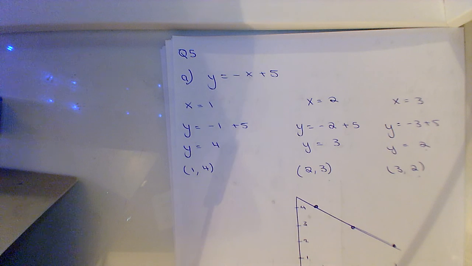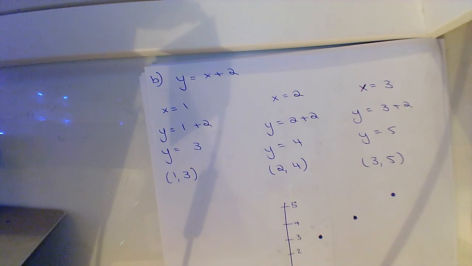Next up then, I have part B, so I have y is equal to x plus 2, so I need to find 3 points. So I have x is equal to 1, x is equal to 2, x is equal to 3. So I'll have y is equal to 1 plus 2, y is equal to 3, so that point is 1, 3. Then I have x is equal to 2, so I have y is equal to 2 plus 2, so I have y is equal to 4, so that coordinate is 2, 4. And finally I have x is equal to 3, so I'll have y is equal to 3 plus 2, and then I'll have y is equal to 5, so that point is 3, 5.